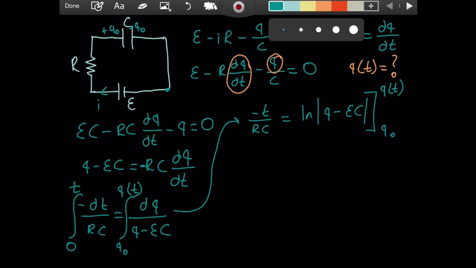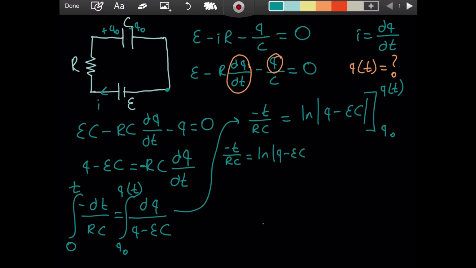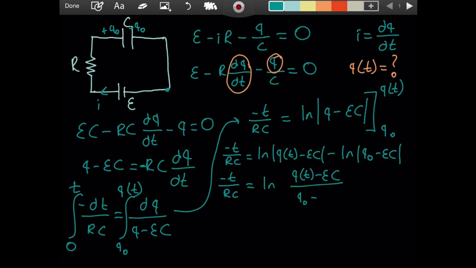And so if we plug in the boundaries on the right, then it's going to be negative t over RC equals ln q minus epsilon c, and let me even put the time, minus ln q naught minus epsilon c. Now, it is a property of logarithms that if you have the same base and there is a subtraction, you can combine them under one logarithm as division. So you can write ln q of t minus epsilon c over q naught minus epsilon c.